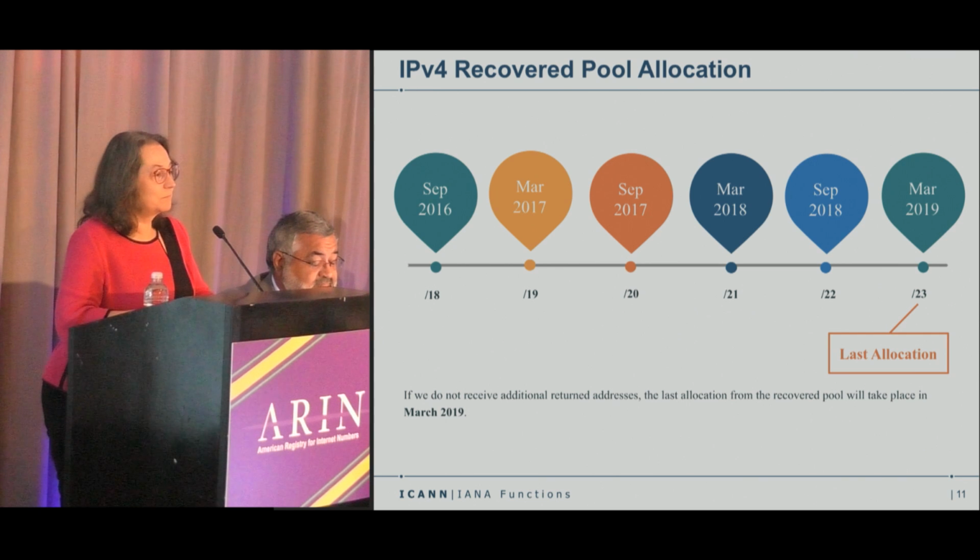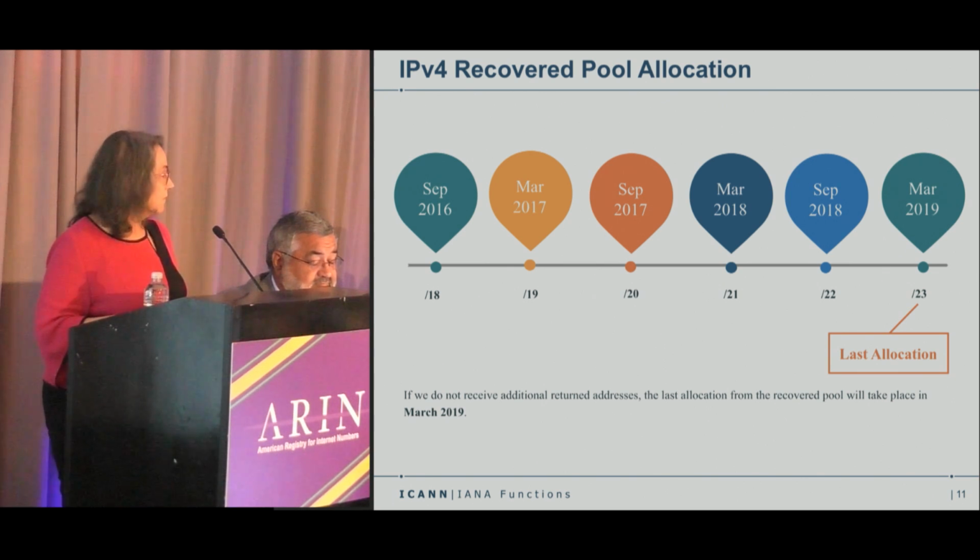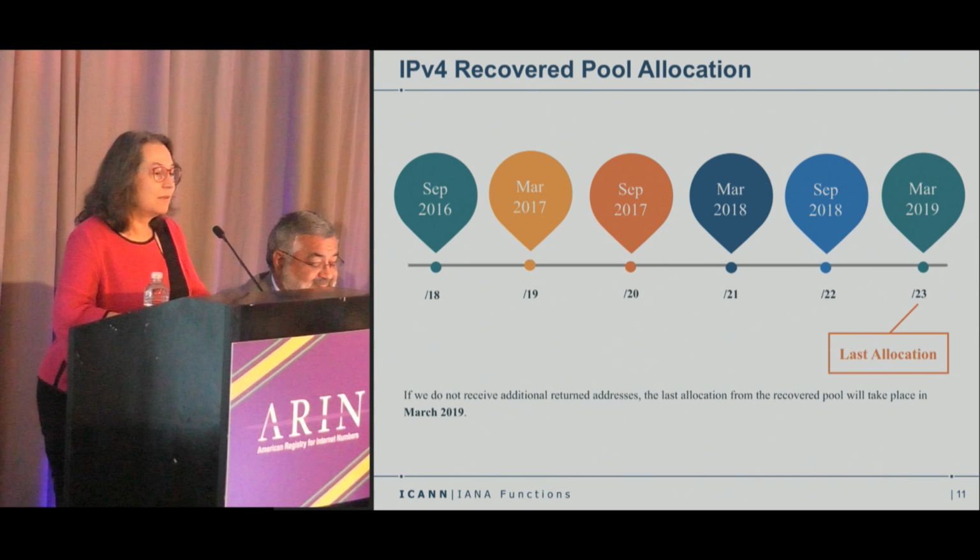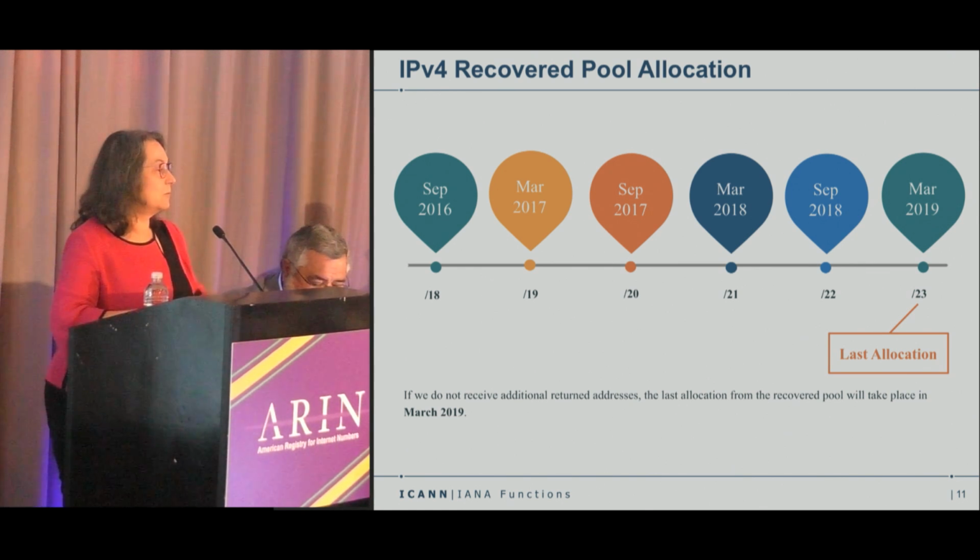And here's the timeline for the IPv4 allocations from the recovered pool. If we receive no more IPv4 addresses, and it doesn't seem likely that we will, given what I hear about the transfers and the market for IPv4, March 2019 will be the last allocation from the IPv4 recovered pool, and that will be the last of the IPv4 addresses that the IANA department has to allocate to the RIRs.